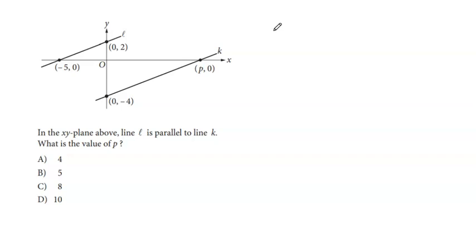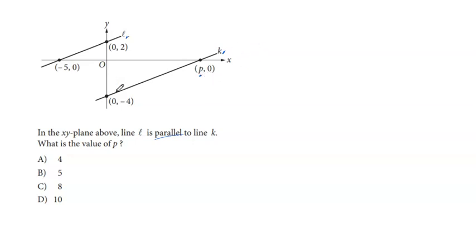All right, so this question gives us two lines in the XY plane. We have line L and then we have line K. And we are told that these two lines are parallel, right? They are parallel. That's the key word you have to note. And we are given the coordinates of 4 of the points, right? They want us to find P, which is one of the coordinates.